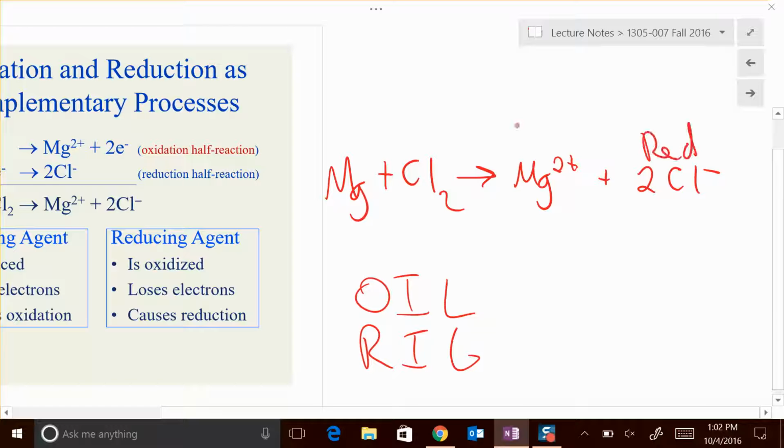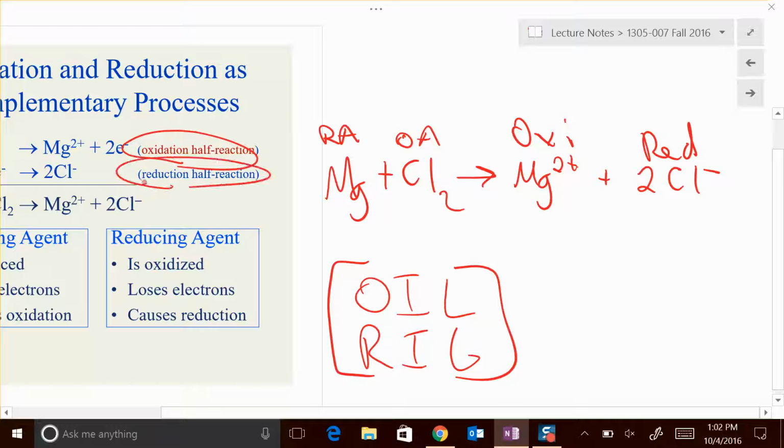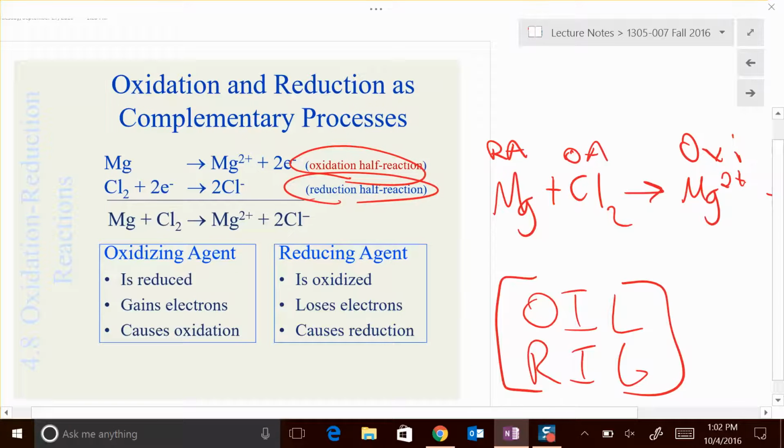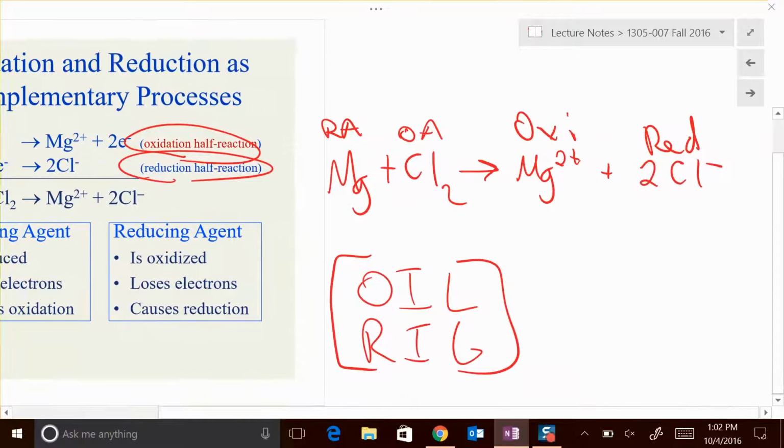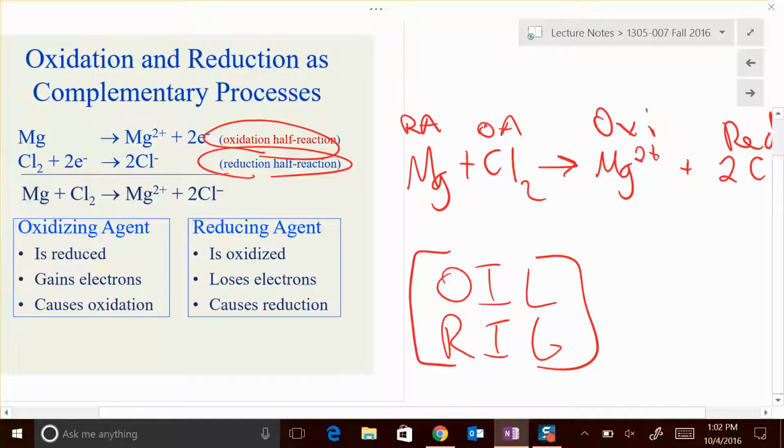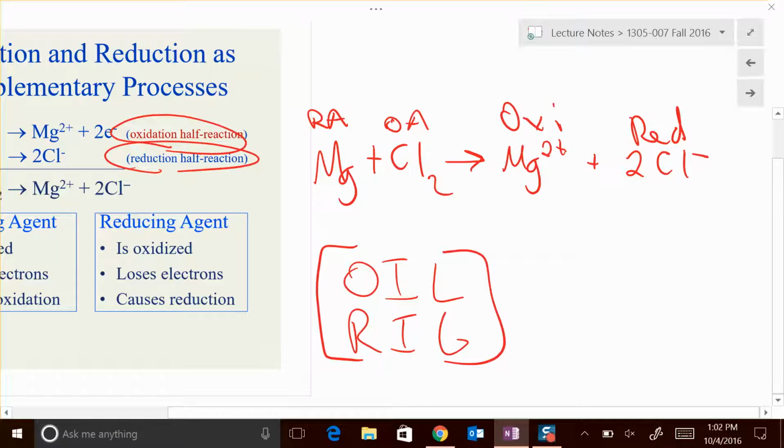Reduction, oxidation. Okay, sorry, that's better. So oxidation is loss. We're losing electrons in oxidation. Reduction is the gain of electrons. Okay? And if you remember this, it will help you stay straight. Oh, they had it correct over here. Okay? So magnesium was oxidized because it lost electrons. Chlorine was reduced. Okay.